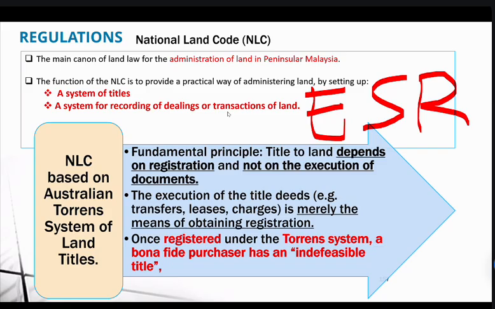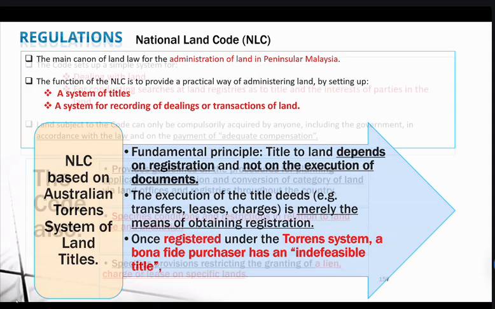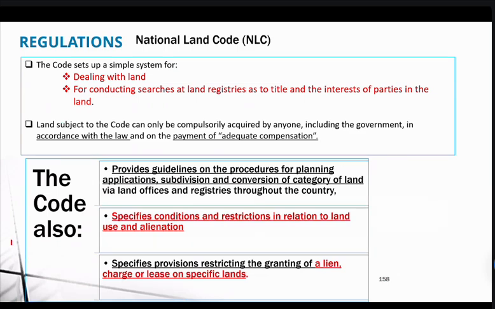Don't forget the ESR, VJ, yeah? I want you to take a picture of that as well. ESR, execution, stamping, registration. Okay, thanks, VJ. So remember that for the exam. The fundamental principle is that in ESR, it depends on registration, not execution. Remember that ESR: execution, stamping, registration.